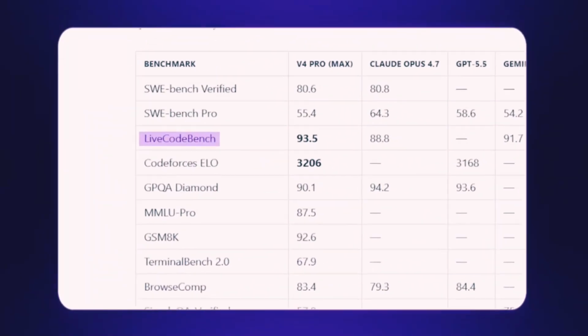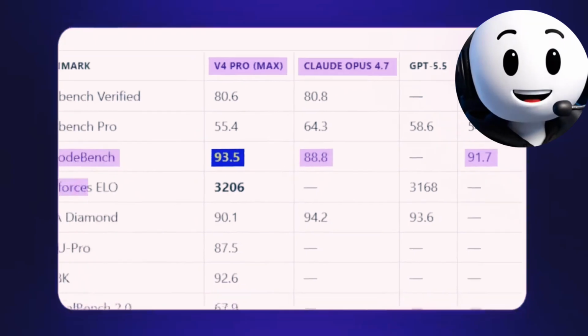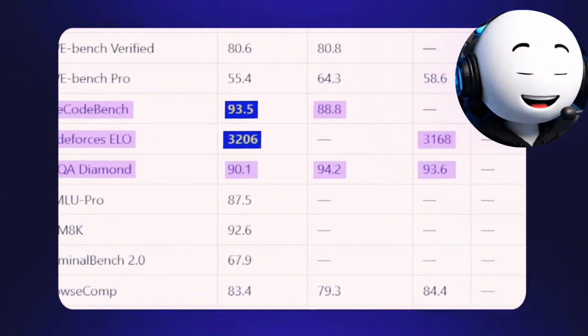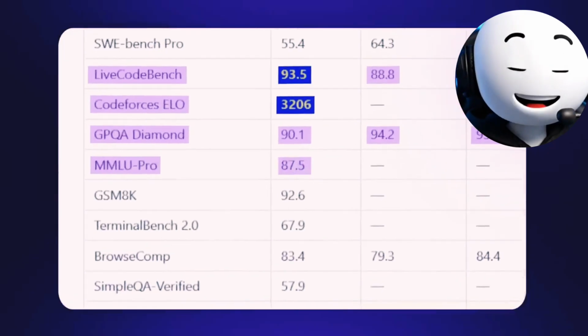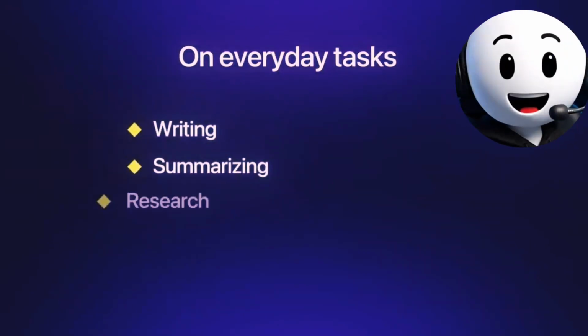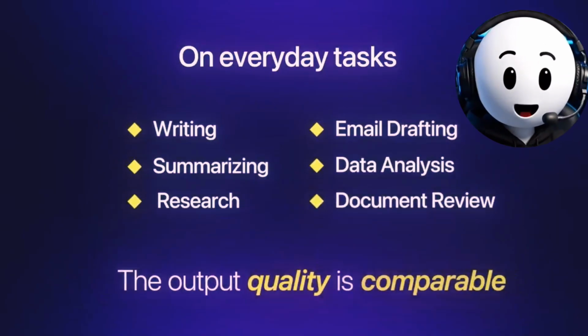On coding specifically, V4 Pro is slightly ahead with the best models available, and on competitive programming benchmarks, it holds the top score. On math, it's within a few percentage points, but noticeably behind on the hardest tasks. On everyday tasks like writing, summarizing, research, email drafting, data analysis, and document review, the output quality is comparable.